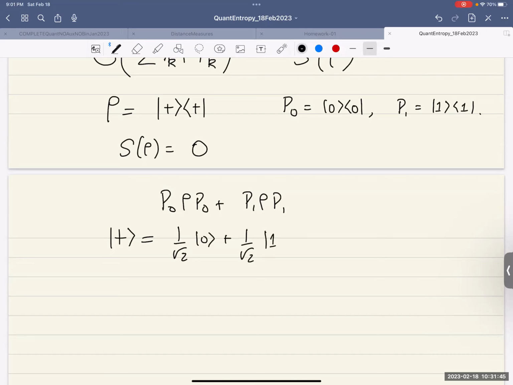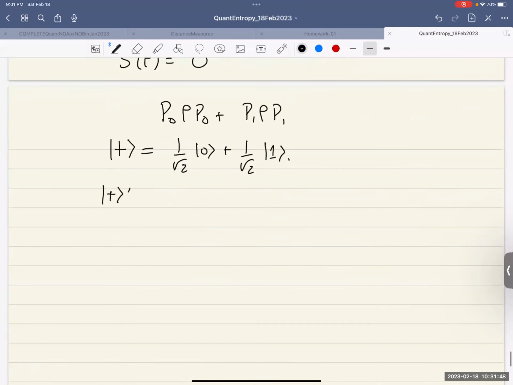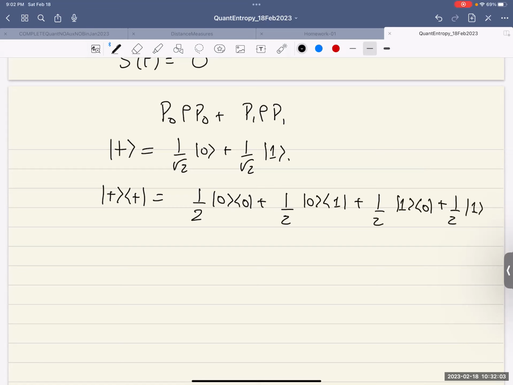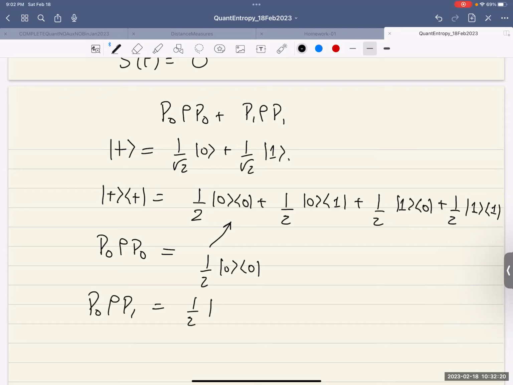So let's go step by step so that we don't make a mistake. This is 1 by 2 |00> plus 1 by 2 |01> plus 1 by 2 |10> plus 1 by 2 |11>. Correct? Am I right? So what is P0 rho P0? Only this term will come, so 1 by 2 |00>. What is P1 rho P1? I'll get 1 by 2 |11>.